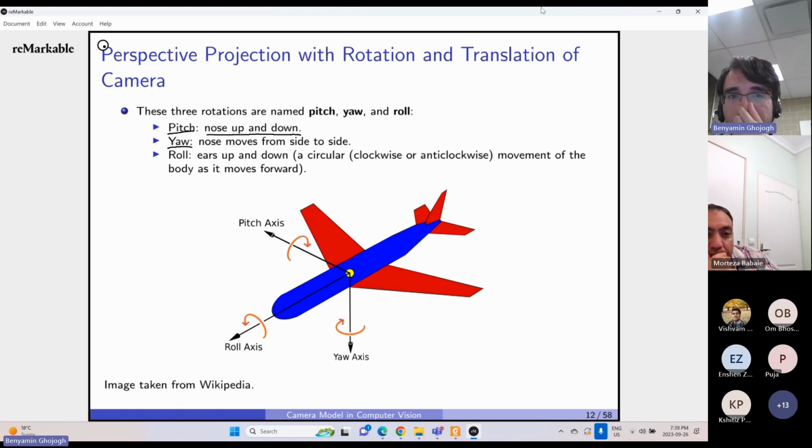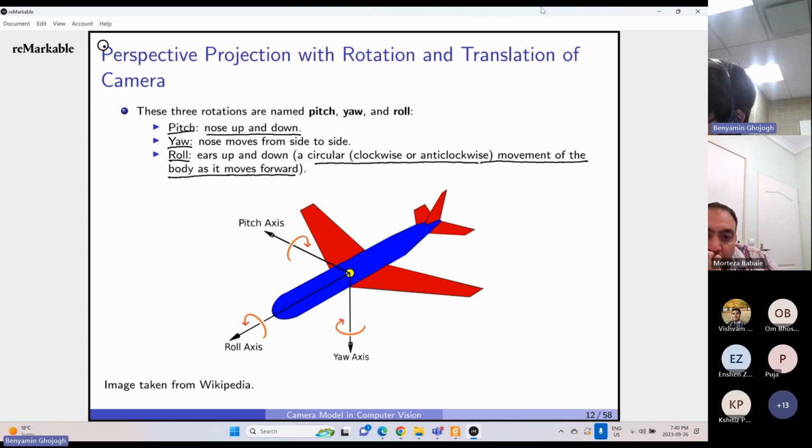Or I can rotate my head like this. This is yaw. Nose moves from side to side. The other way that I can rotate my head is roll, which is this. This is roll. Ears up and down. As you see, it's a circular, clockwise or counterclockwise movement of the body as it moves forward. So you can have pitch, roll, and yaw, for example, in an airplane.